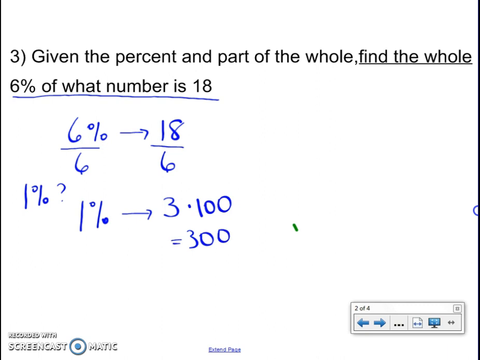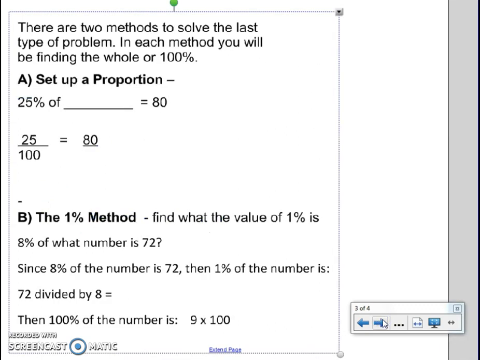The 1% method is always going to work for you. So I recommend that one. The proportion method won't work if you have to find a different percent. For example, in this case, if it asks us to now find 23%, all we would have to do is multiply that 3 times 23. The proportion method won't give you that as easily. So let's look at this here. Here's an example of each of these types here.